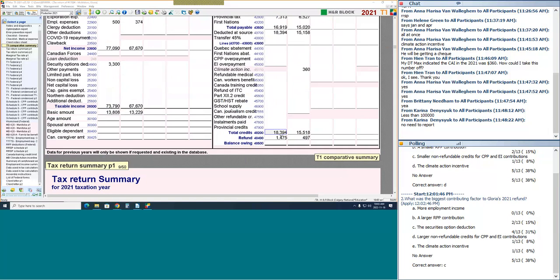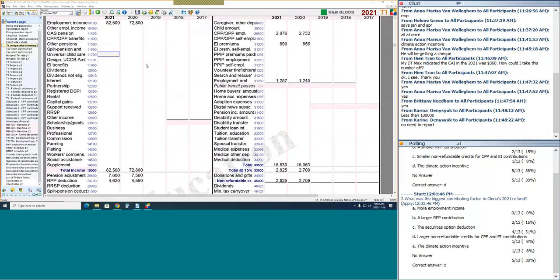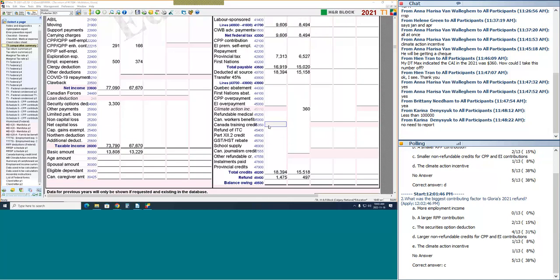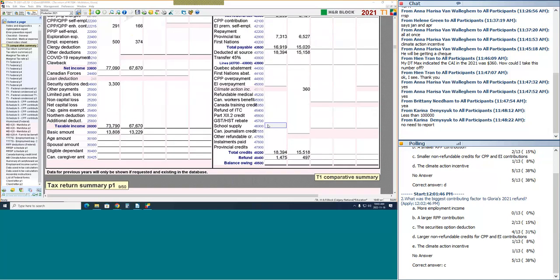Okay. More employment income is usually bad on a tax return. It's good in real life and not good on a tax return. So no one picked that one. Remember again, CPP and EI should never affect your refund unless it's an overpayment. So in this case, the fact that her non-refundable credits went up because of inflation should not have had any effect on her having a larger refund. The employer should have adjusted appropriately. So in this case, that would not explain it.